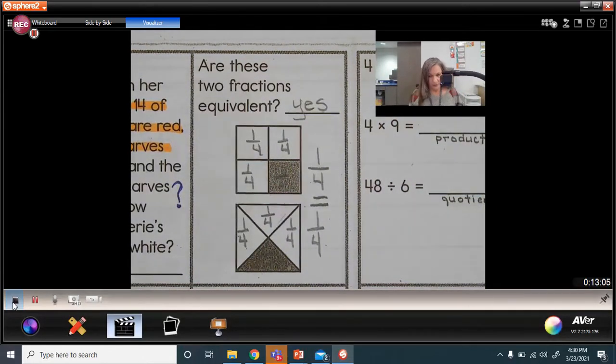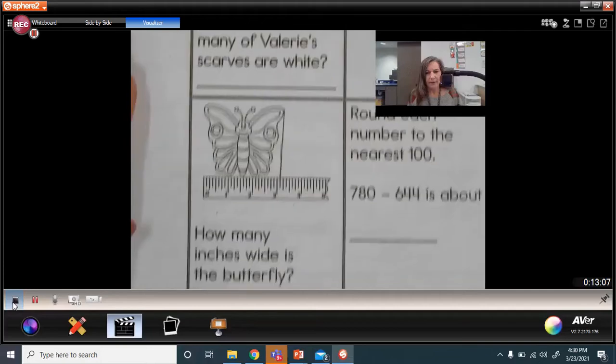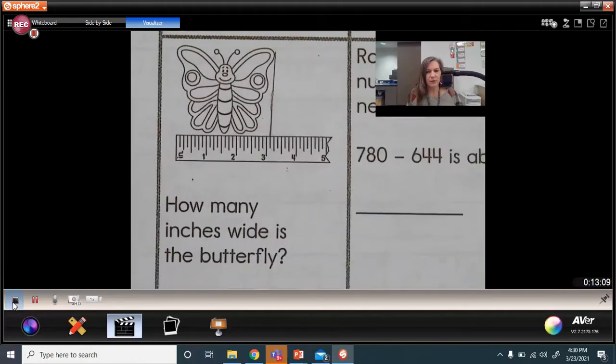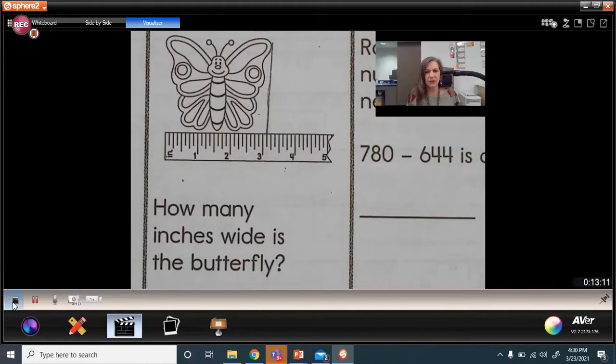The next problem is a measuring problem, and I'm just going to zoom in here.